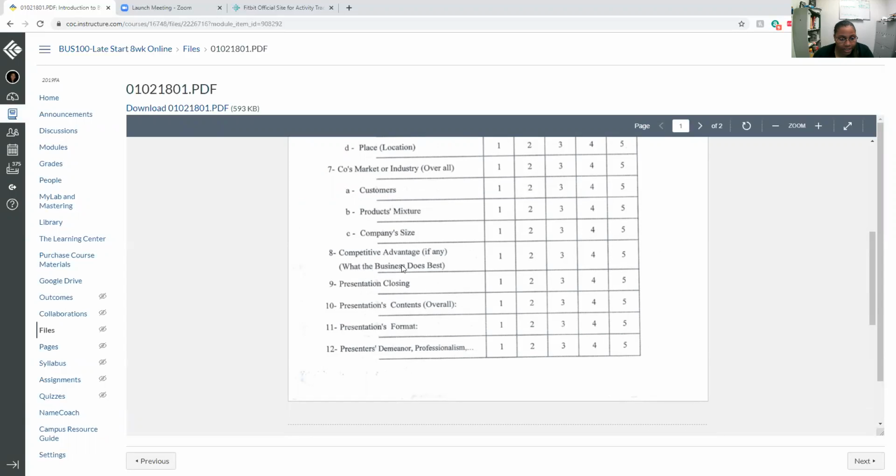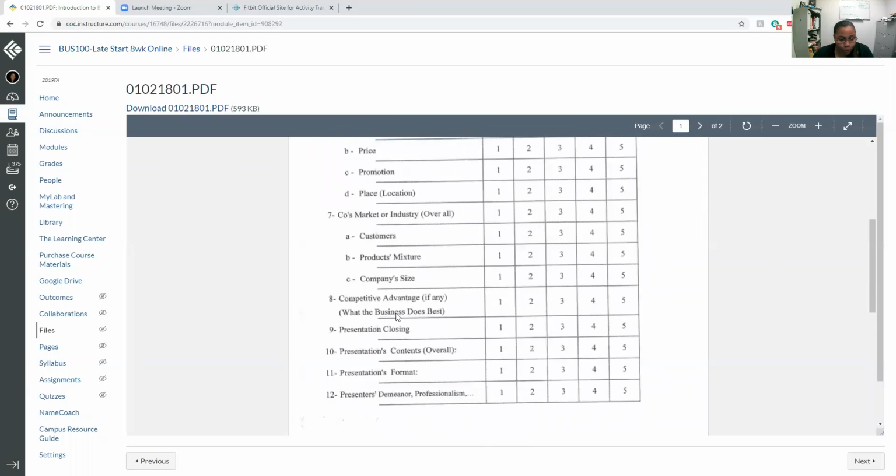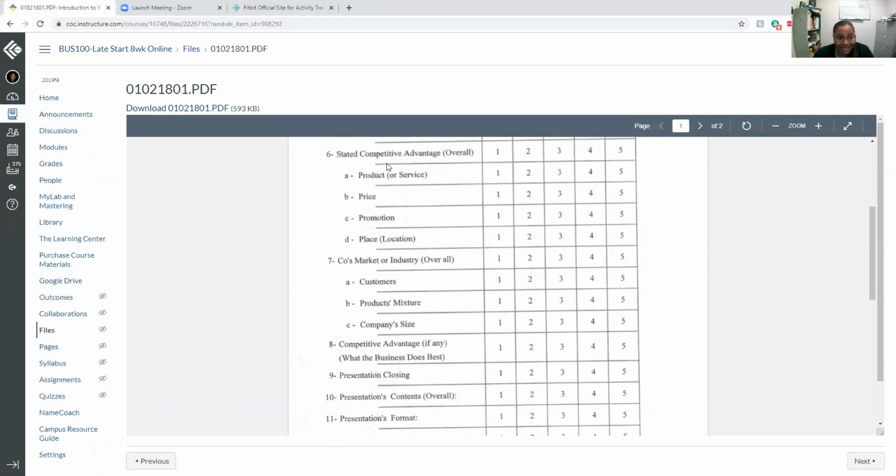So for this part right here, this is what you do in your group. So it's kind of similar to this one, stated competitive advantage. The stated competitive advantage is what you find that the company says is their biggest seller, right? This is where you and your group say, no, no, no, no. We think you should be doing this, marketing this, promoting this, right? Now, it could be the same as what Fitbit is saying is their biggest seller, right? I don't know. You don't know either until you do your research.